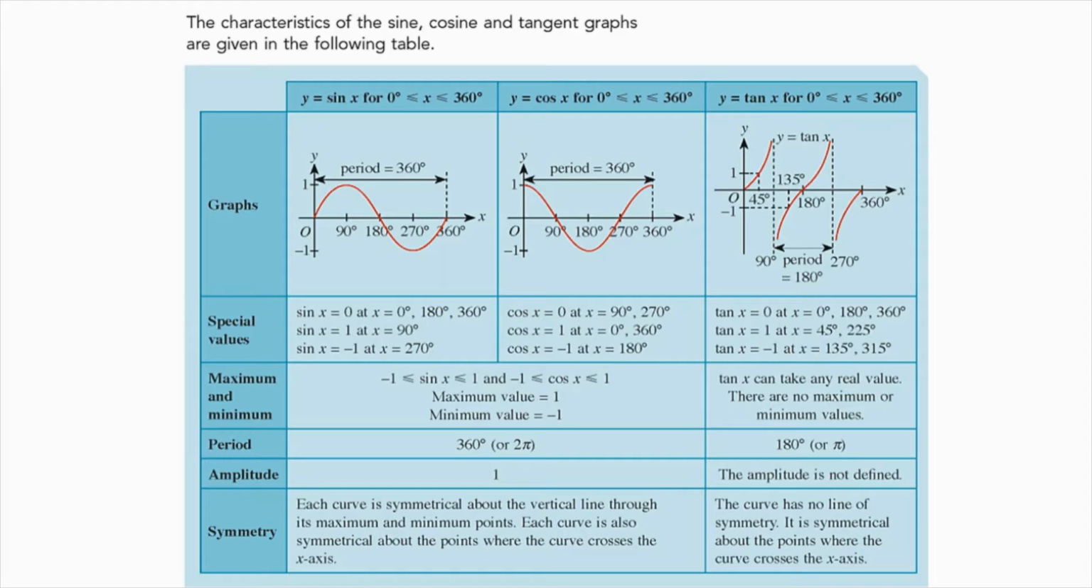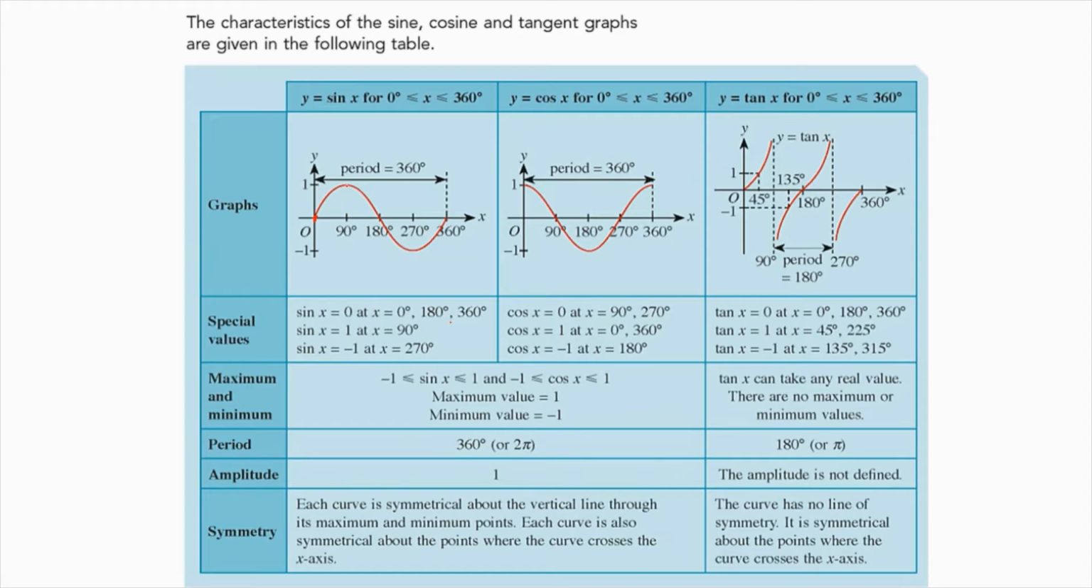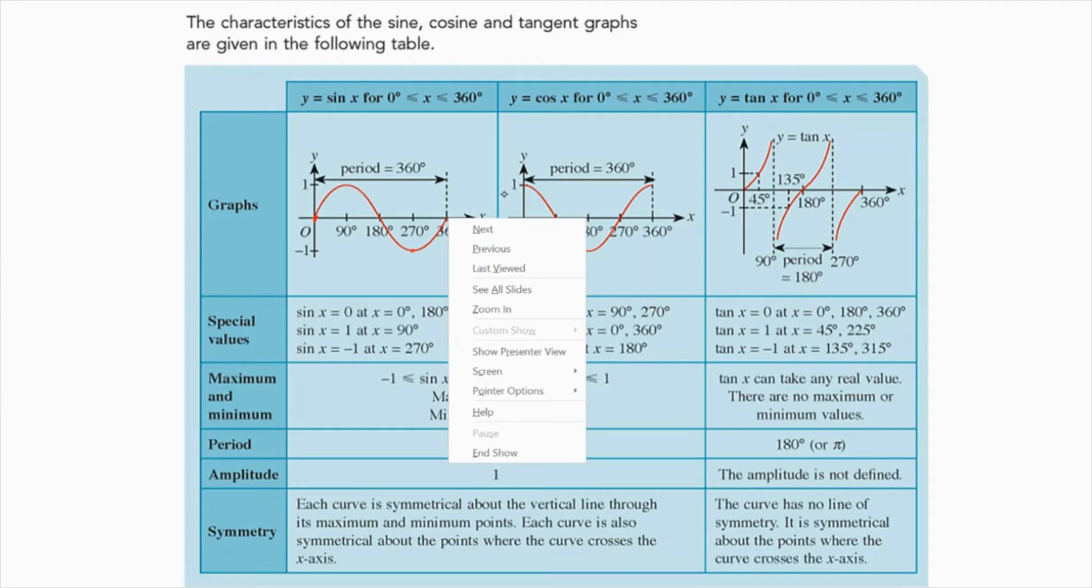So this table is showing y equals sine x, y equals cosine x, and y equals tangent x. For sine, you can see it starts from 0 going up. At 90 degrees, sine 90 is 1, sine 180 is 0, then sine 270 degrees is negative 1. Sine 360 is back to 0.